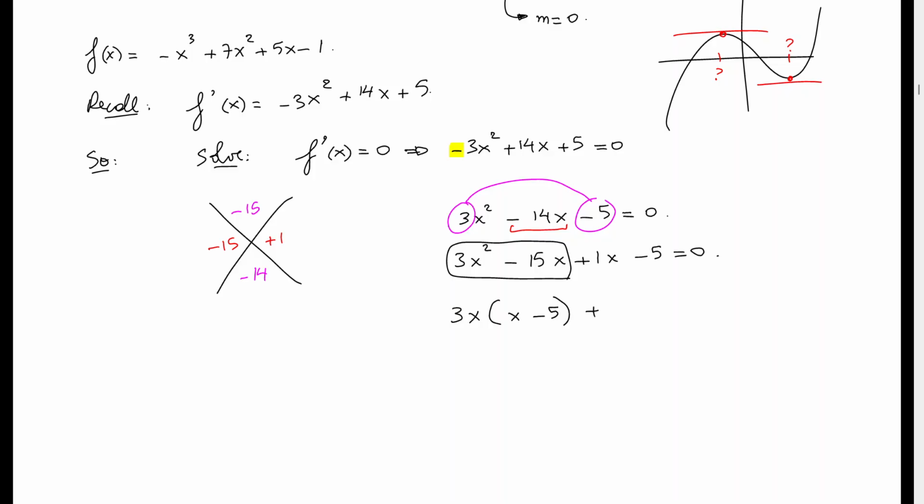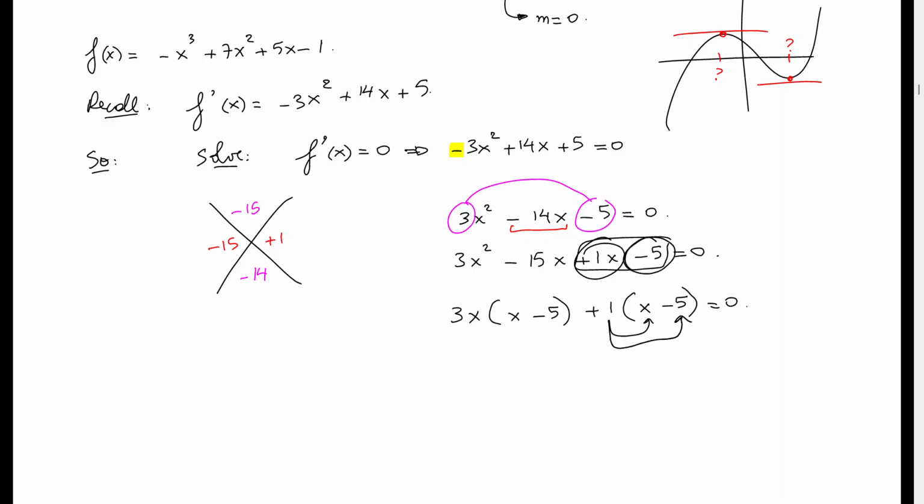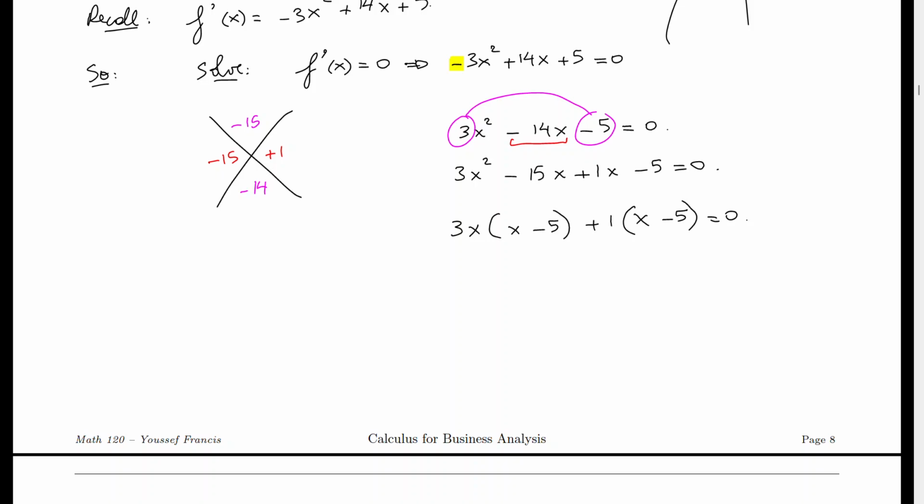And what about these two guys over here? What do they have in common? Well, technically nothing, but I can always factor a 1. So that leaves me with x minus 5 also. So remember, 1 times x is just x, and 1 times negative 5 is negative 5. So I really haven't changed the problem by doing this. I just put an extra 1 there so I can see clearly what's going on.